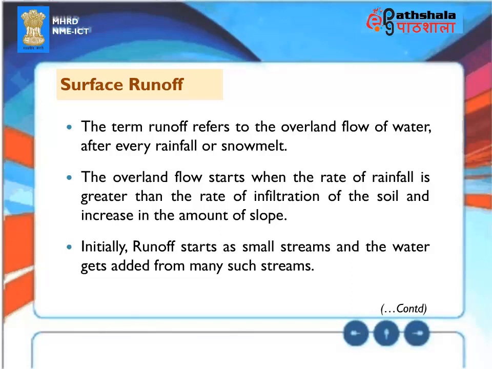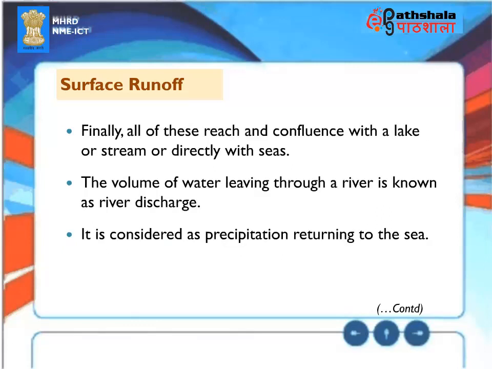The term runoff refers to the overland flow of water after every rainfall or snow melt. The overland flow starts when the rate of rainfall is greater than the rate of infiltration of the soil and increase in the amount of slope. Initially, runoff starts as small streams and the water gets added from many such streams. Finally, all of these reach and confluence with a lake or stream or directly with seas.